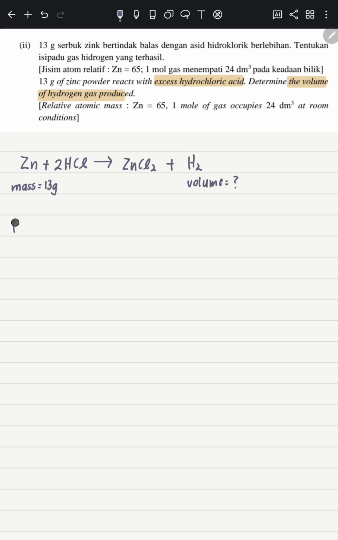So just write number, okay, make it in full form, number of moles. For number of moles I have the mass, so I must use the mass formula, mass over molar mass. So 13 gram over the molar mass for zinc is 65, and the unit molar mass have a unit, so the unit is gram over mole.